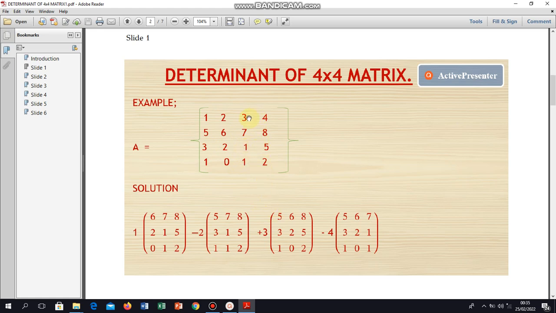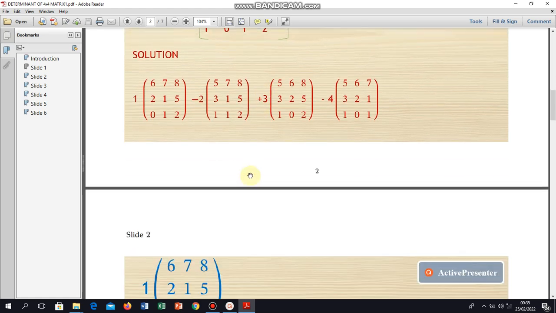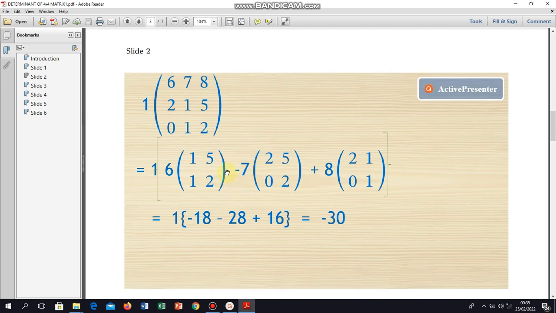Again, we move on to the third element, which is 3, and remember the positive sign here. When you shield its row and column, you have 5, 6, 3, 2, 1, 0, 8, 5, 2. Then we move on to the last element, which is 4. Remember the negative sign, and 4 is our multiple. When you shield the first row and the last column, we obtain 5, 6, 7, 3, 2, 1, 1, 0, 1.